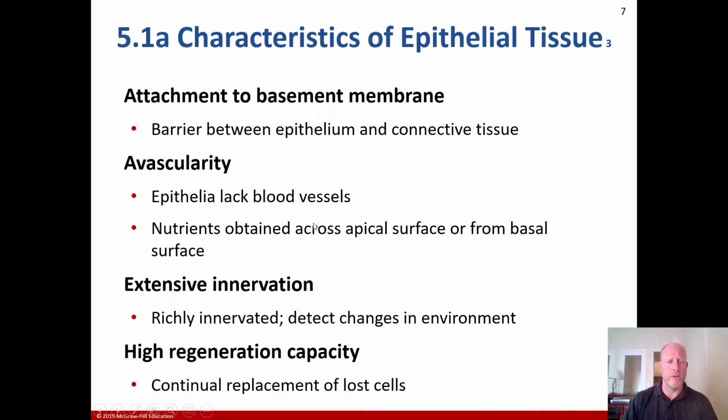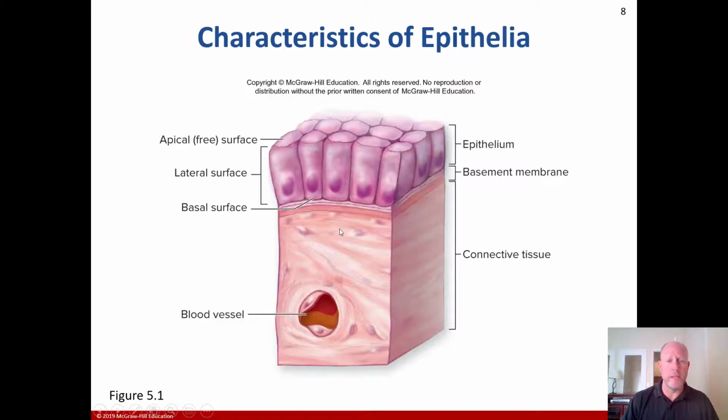I'll show a picture of this in a moment here. Its attachment to a basement membrane, where there's a barrier between the epithelium and the connective tissue. Avascularity is where the epithelium lacks blood vessels. Nutrients are obtained across the apical surface or from the basal surface. It has extensive innervation. It's richly innervated. It detects changes in the environment. And it has a high regeneration capacity with continual replacement of lost cells at the epithelial layer. So here we have the epithelium, the apical surface here, the free surface, the lateral surface, the basal surface, then there's the basement membrane here to the connective tissue, and of course a blood vessel or connective tissue.